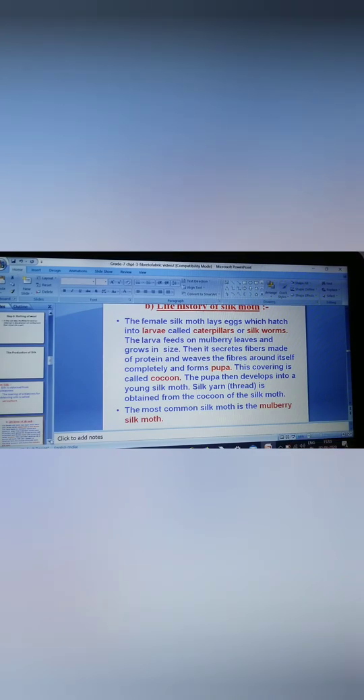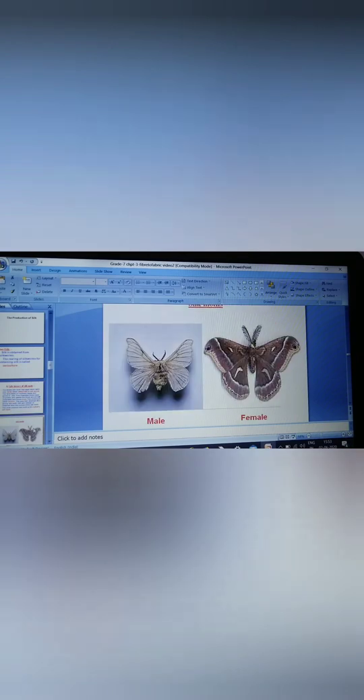Next we will see a picture of the silk moth. Here you have a male and a female silk moth. So this is the picture. I hope you are writing in your notebook, children.